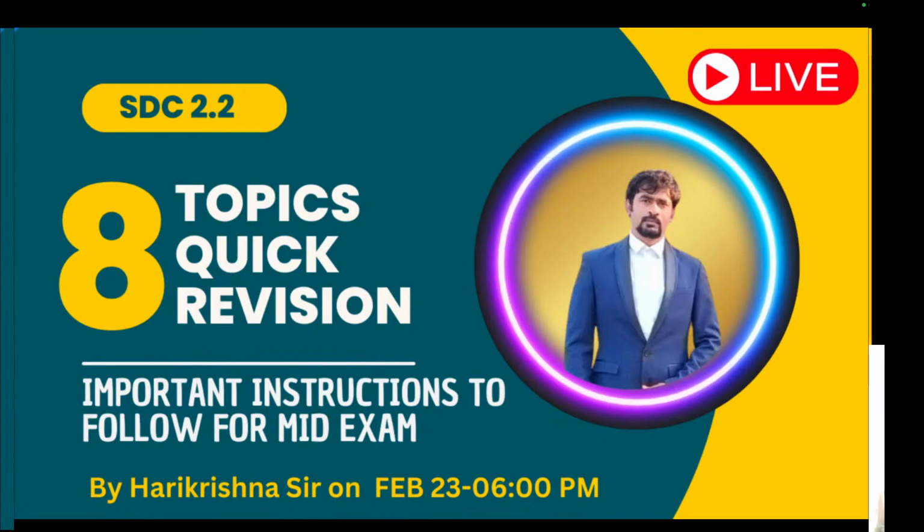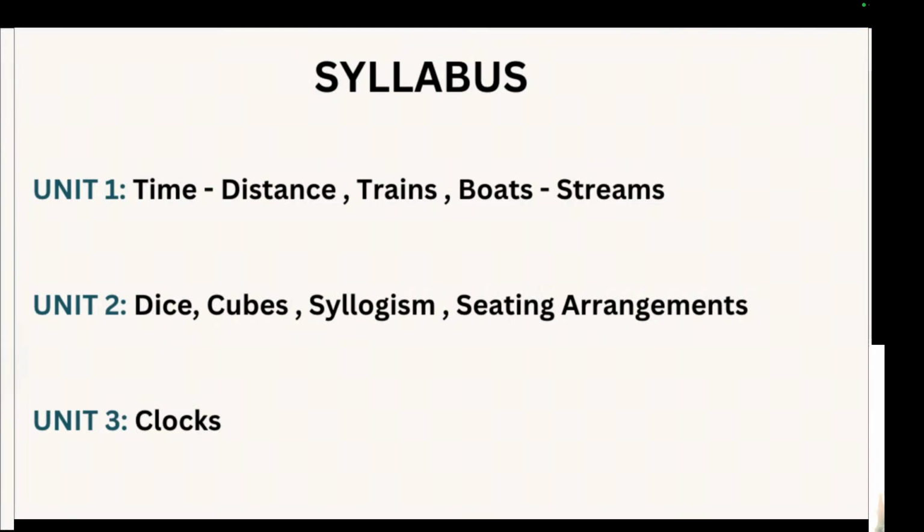If you look at the syllabus for the examination, first unit: time and distance, trains and boats. Second unit: dice, cubes, syllogisms and seating arrangement. Third unit: clocks. This is your overall syllabus. In unit number 3 we have another topic also, that is calendars. That calendar topic is not available for our examination.